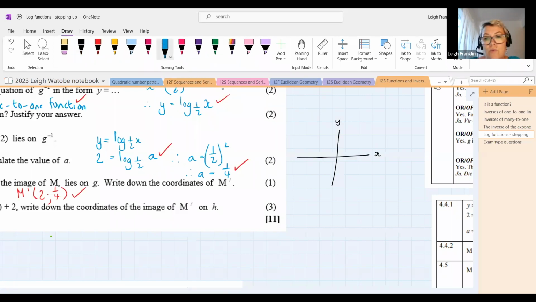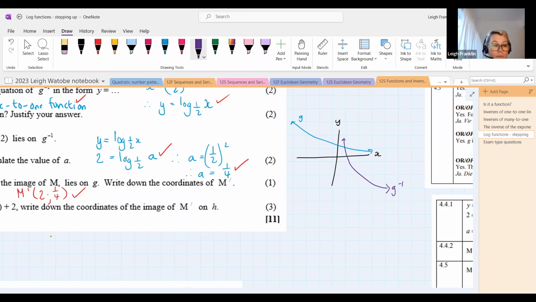Okay, so if we draw it like this, there would be g. The inverse of this is going to look something like that. Not the best looking graph, but not too bad. That's what our inverse is going to look like.